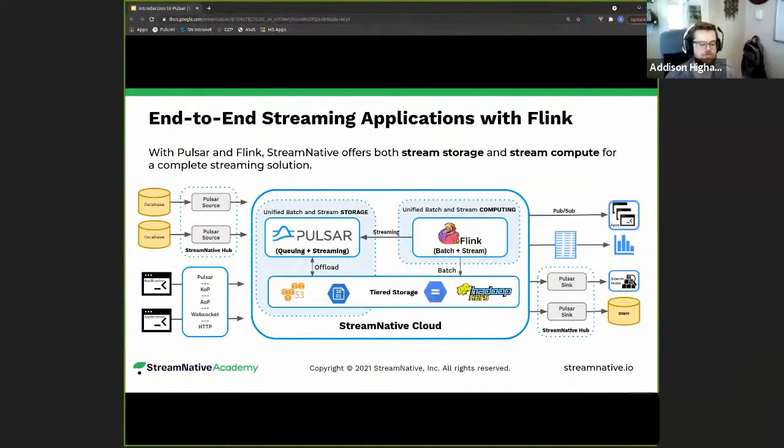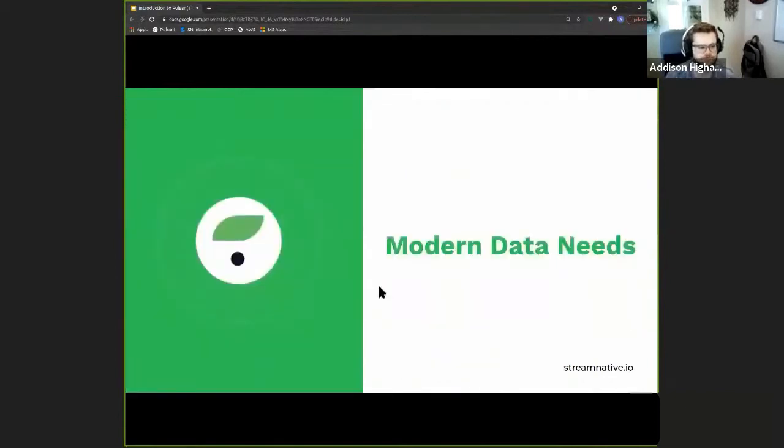That's all tied together with being able to seamlessly get data in and out of Pulsar, things like Pulsar sources and sinks for interacting with other systems, as well as being able to speak different protocols like Pulsar's protocol or Kafka on Pulsar, KOP, as well. So a lot of ability to get data in and out, and then to process that data intelligently, all in StreamNative Cloud.